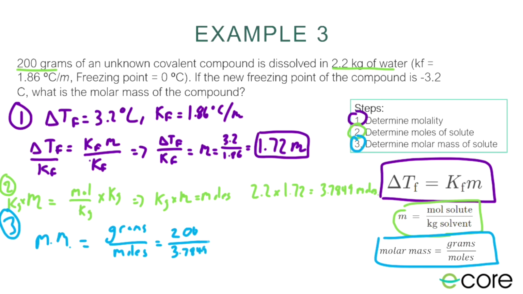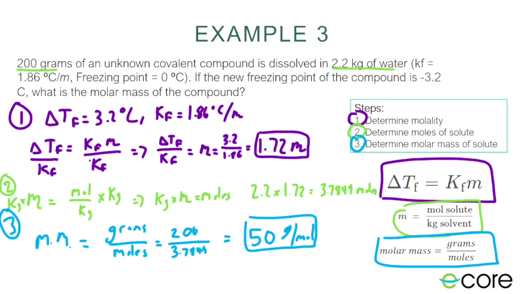3.7849. Now notice my grams actually only has 1 sig fig, so I'm going to have to round here to 1 sig fig, and rounding to 1 sig fig, I'm going to get 50 grams per mole as my molar mass. So because I know the freezing point depression, and because that depends only on the number of particles there, then I can go ahead and calculate that by using this freezing point depression.